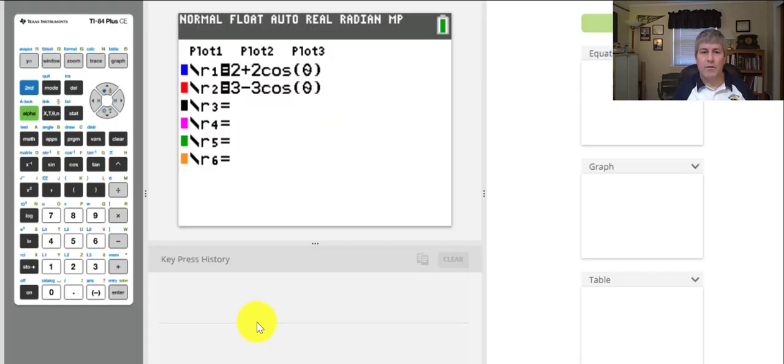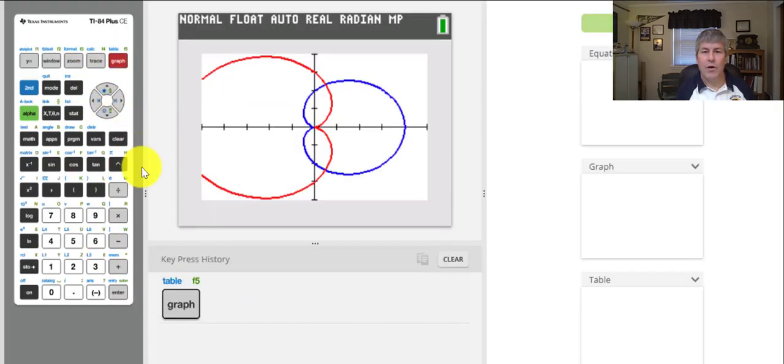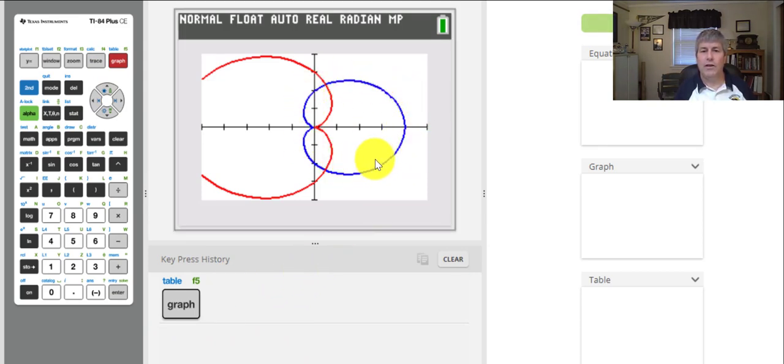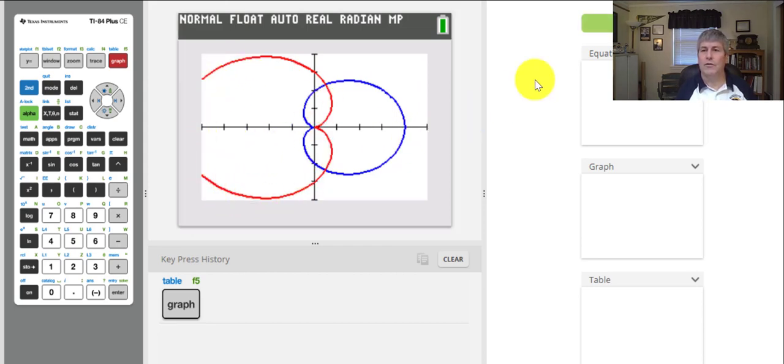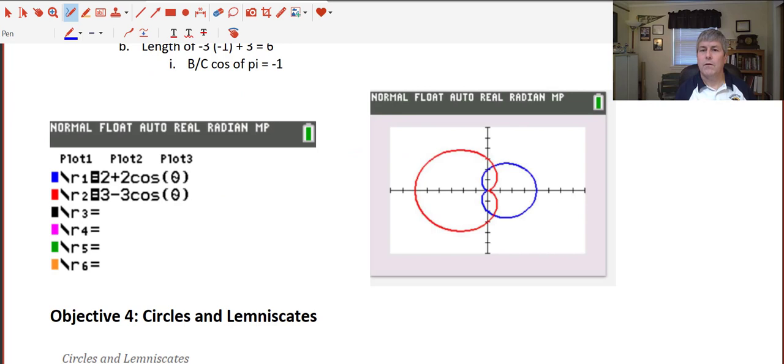So going back to my calculator, I'll go ahead and graph those. And I get my two different cardioids. You can see the blue one did open to the right, and the red one did open to the left, and in fact my window wasn't even big enough with 6 units to accept that whole thing. So in your notes we can see what those two graphs look like.